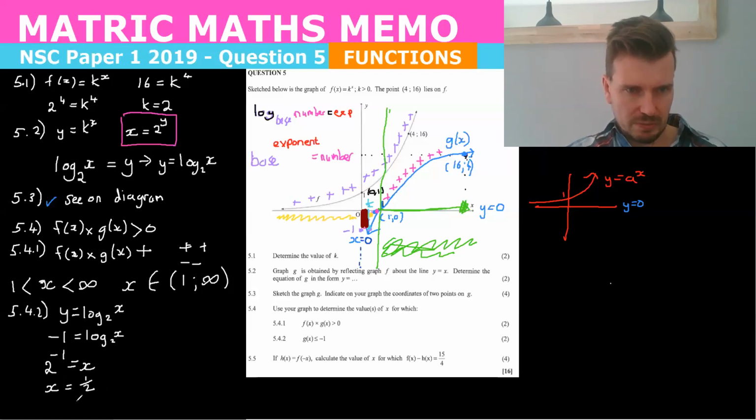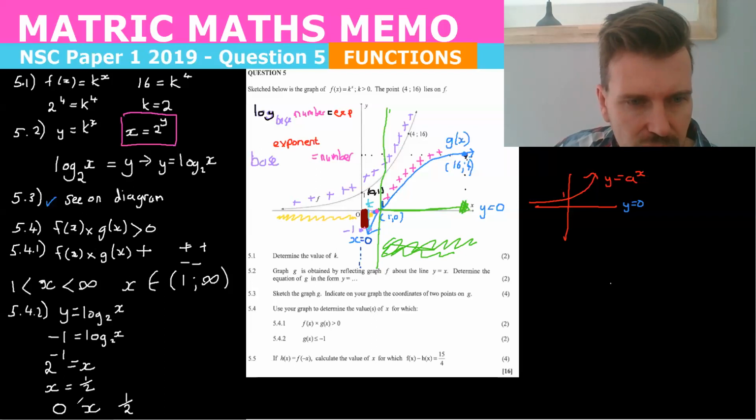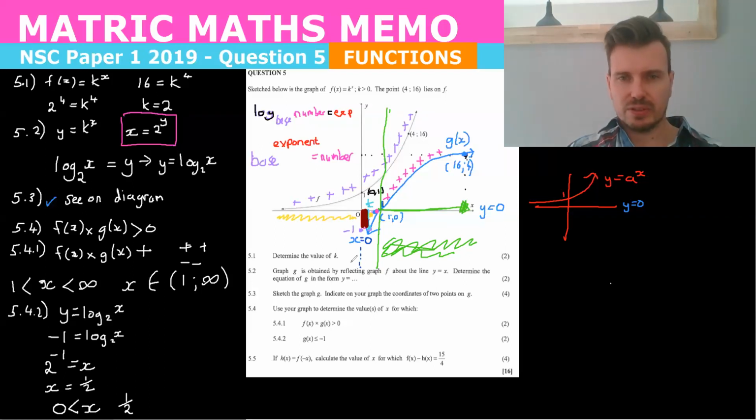So finally, I'm going to put x in the middle, 0 here and a half here. So x is greater than 0, but not equal to 0 because it's an asymptote, it never touches. But it's less than or equal to a half.